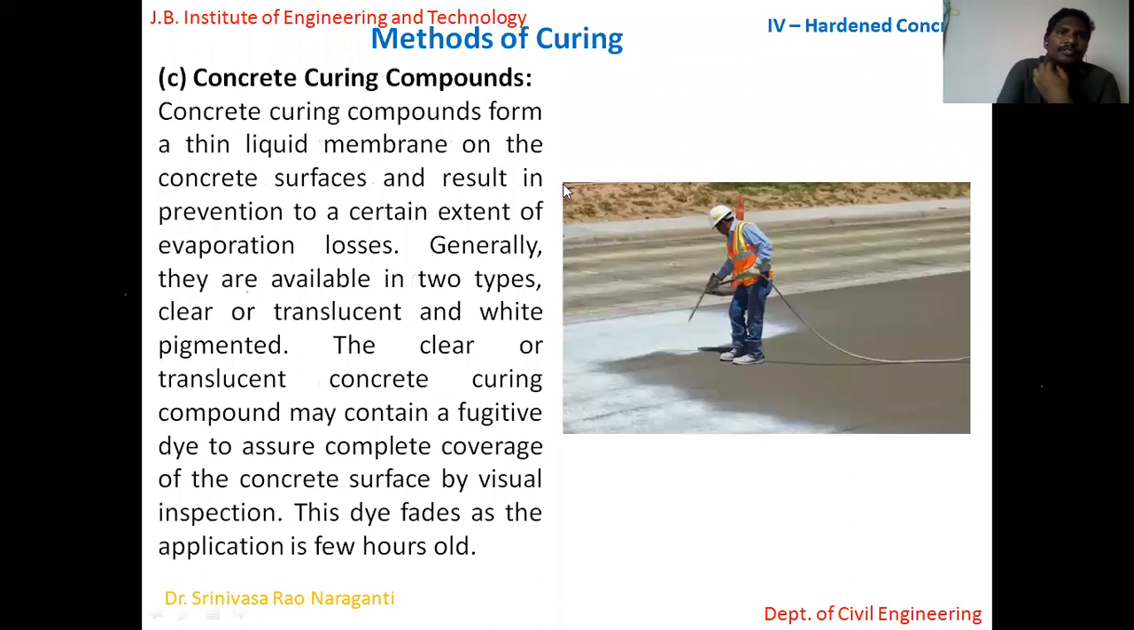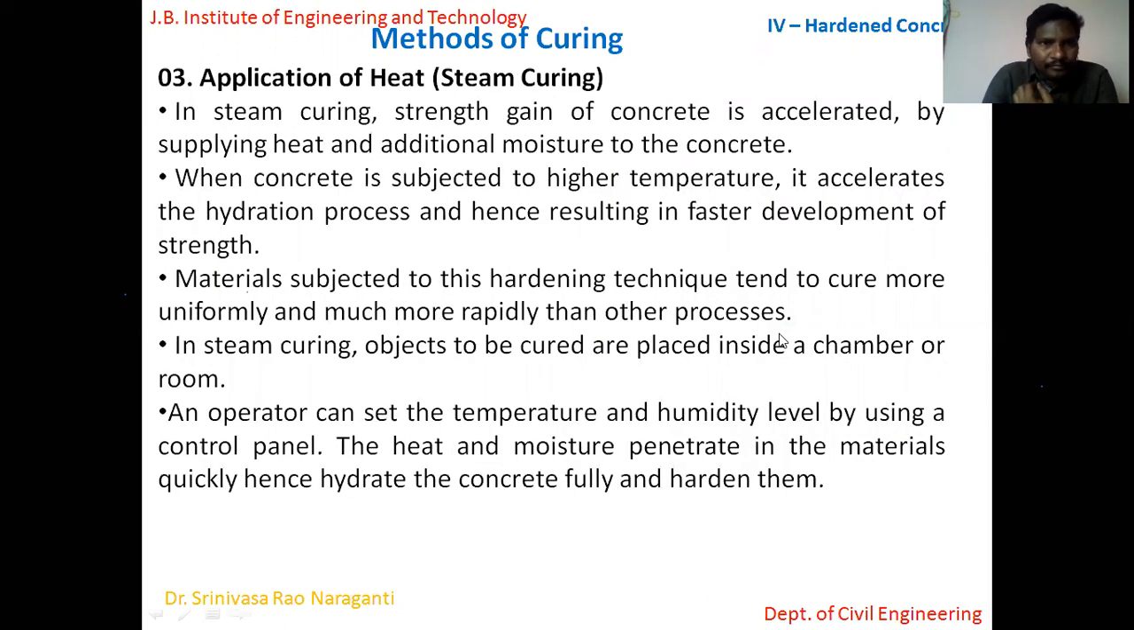Then one more thing is concrete curing compounds. Curing compound is like a chemical that you spray directly on the concrete surface. There are two types: one could be very transparent, or it could be with some kind of coloring. Even with a clear, translucent curing compound, we still add some chemical so that we know what area we are covering. The compound retains the moisture within the concrete, so the water doesn't get evaporated. This is one more technique we use, the curing compounds.